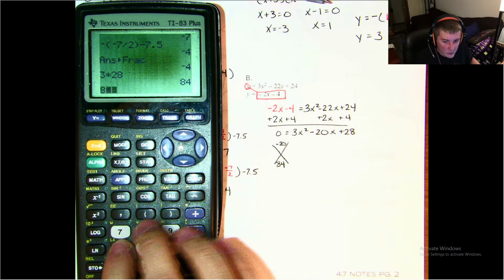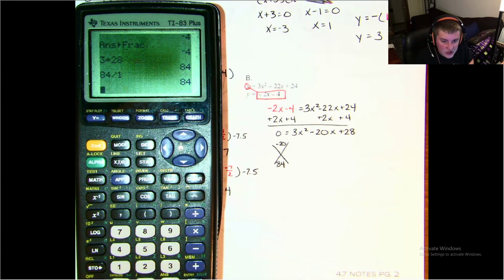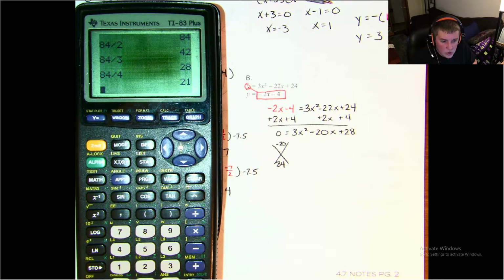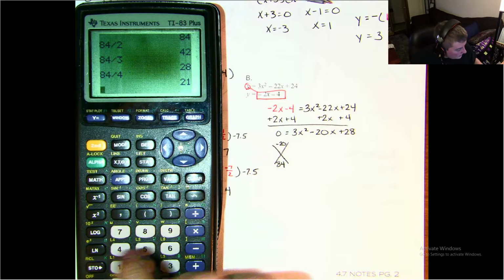Well, I already know 84 and 1 is going to be a combination, but that's not getting me to negative 20. So then I'll try 2. So 42 and 2, I'm definitely closer, but again, 42 and 2 are not going to get me to 20. 28 and 3 got me very close, so that would get me to 25 or 31. Again, that's not going to be my combination. So then I'm going to go 21 and 4. That will not do it.